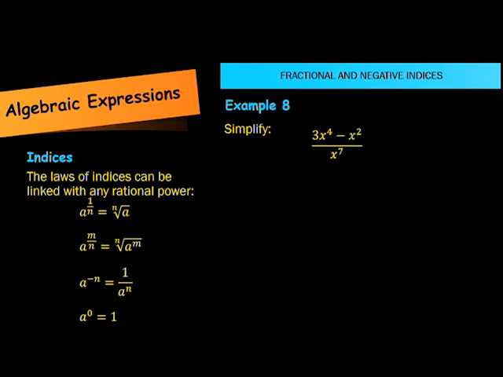Now for example 8, simplify the expression shown. Now split up the fractions. So 3x to the 4 over x to the 7 minus x squared over x to the 7.